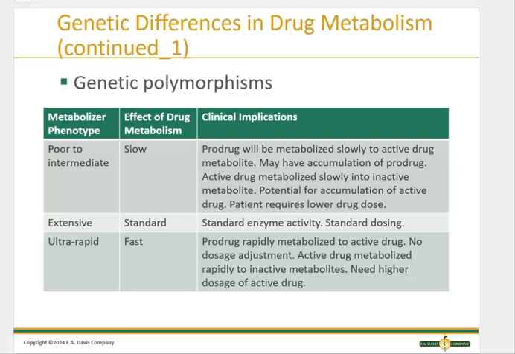The prodrug is rapidly metabolized to the active drug with no dose adjustment. The active drug is then metabolized rapidly into the inactive metabolite. So these people need a higher dose of the active drug.